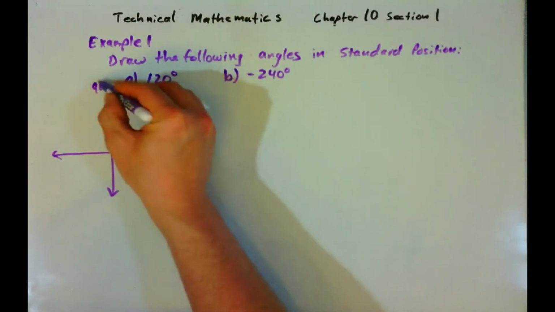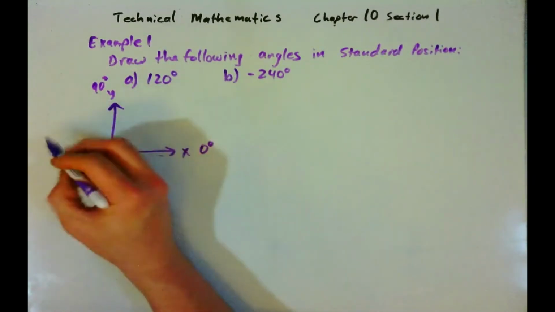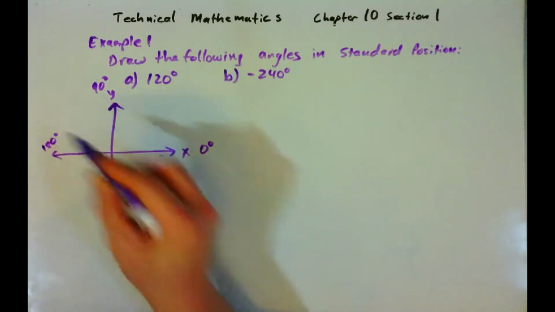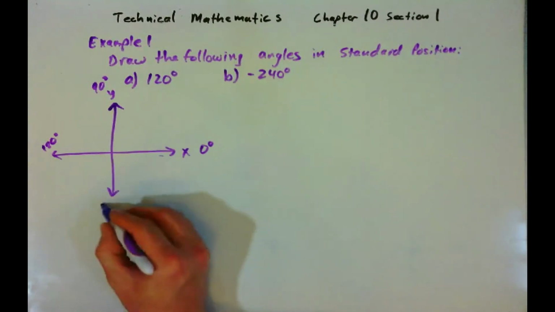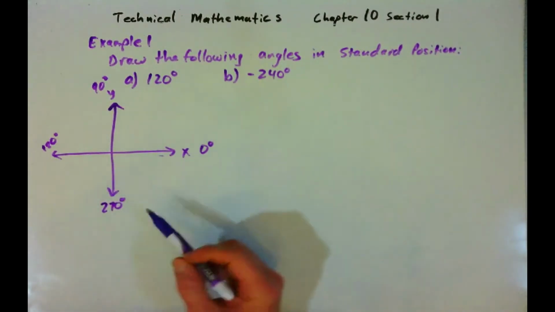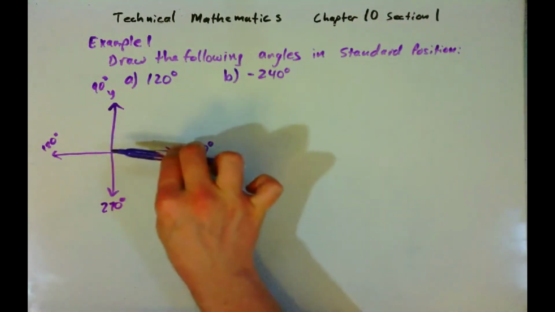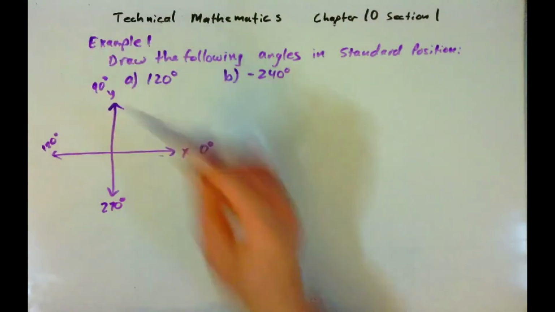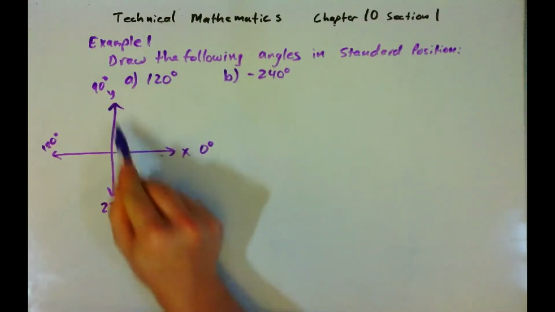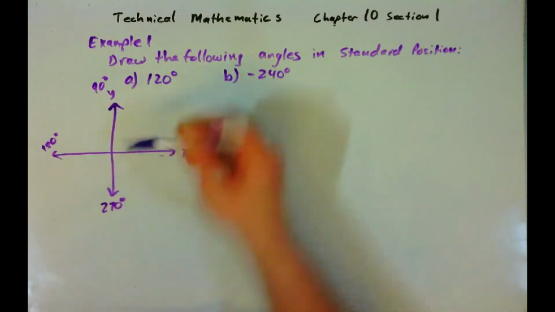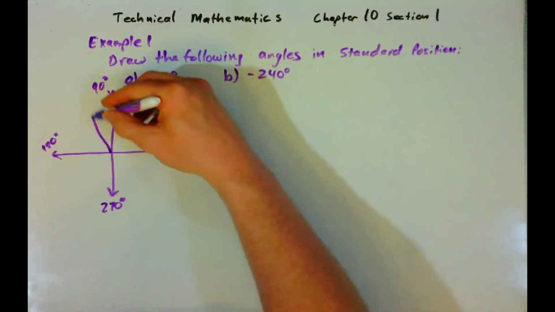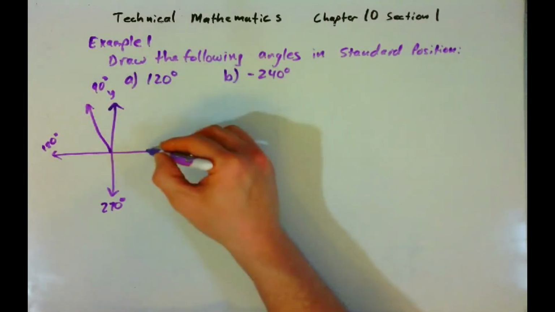Anything at y is 90 degrees. The negative x is 180 and the negative y is 270. So standard position angles always start at positive x and they always rotate counterclockwise. And so for 120 degrees, that's greater than 90 but less than 180 of course. 120 degrees is right in here somewhere.